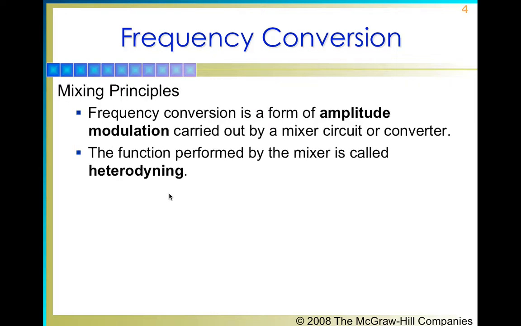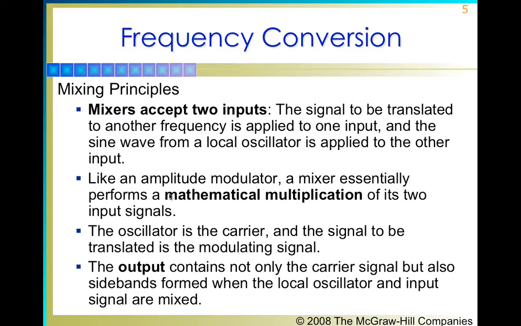A mixing usually is based on the principle of amplitude modulation, where signals are mixed up and sidebands are generated, and its principle can also be explained as the heterodyne principle, which is explained in the future slides. Usually what happens in the mixer is that it accepts two inputs. One input is the original modulating signal input and the other input is from a local oscillator, and it does their multiplication and then the output is generated.